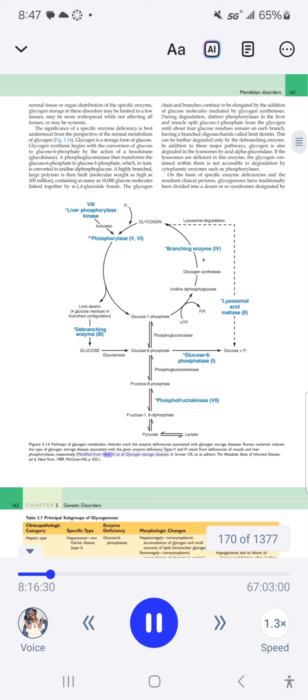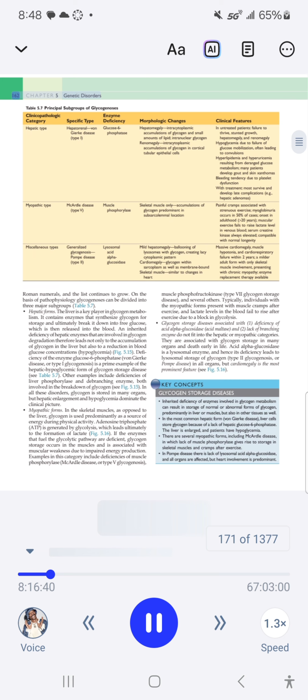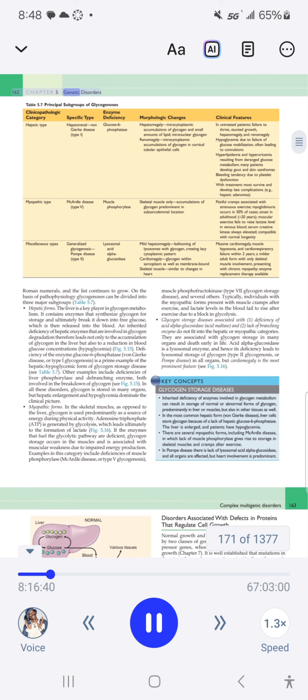Modified from Hers, H. et al. Glycogen storage diseases. In Scriver C.R. et al., editors. The Metabolic Basis of Inherited Disease, 6th edition, New York, 1989, McGraw-Hill, page 425. Chapter 5, Genetic Disorders.